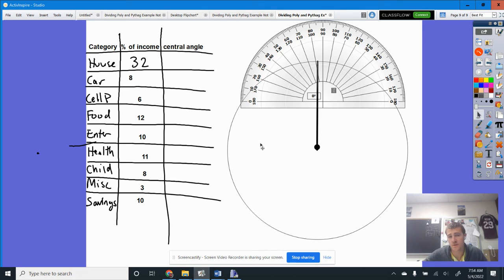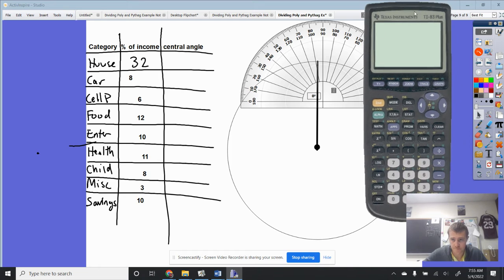So there's 360 degrees in a circle, an interior angle. So if I go the whole way around, that's doing a 360. Just like if I jumped and I did a complete circle, that's 360. Half a circle would be 180. So because a circle has 360 degrees, we're just going to multiply these percentages by 360, and that's going to give us our central angle.